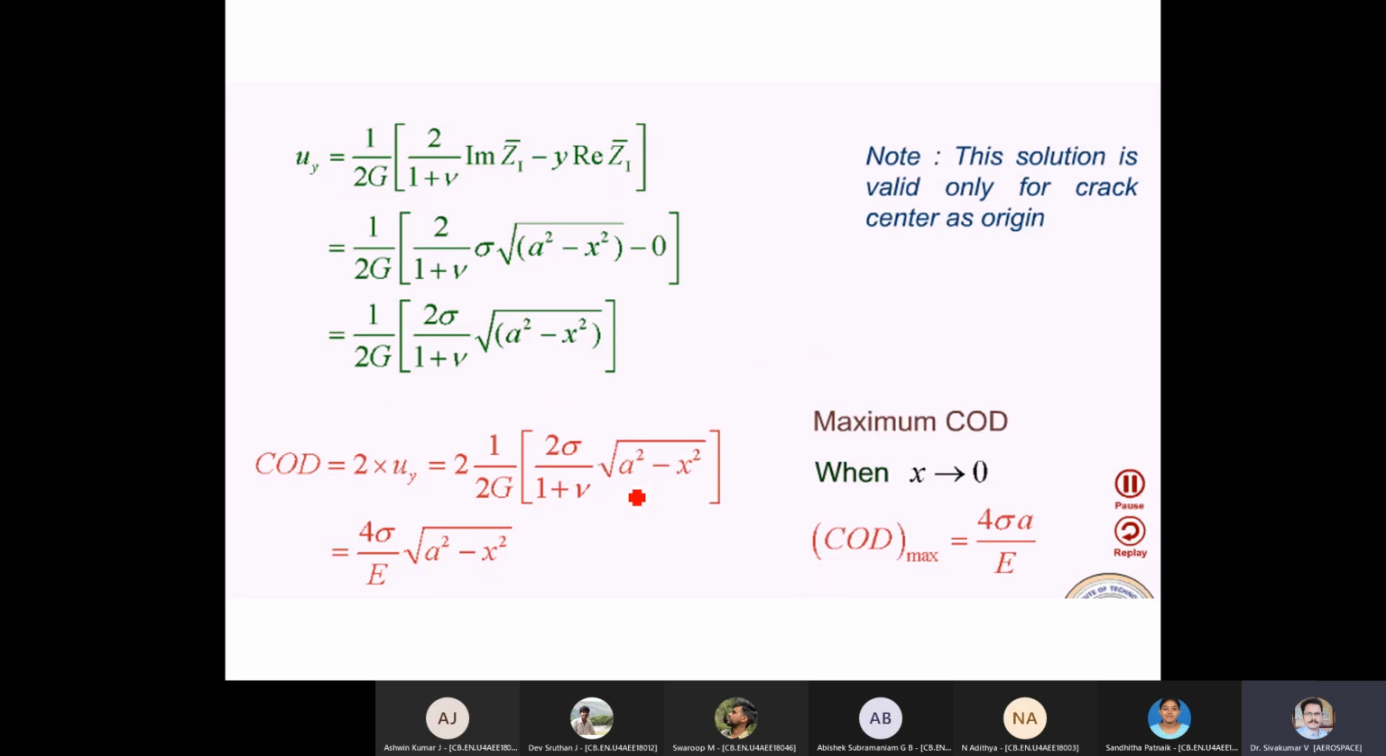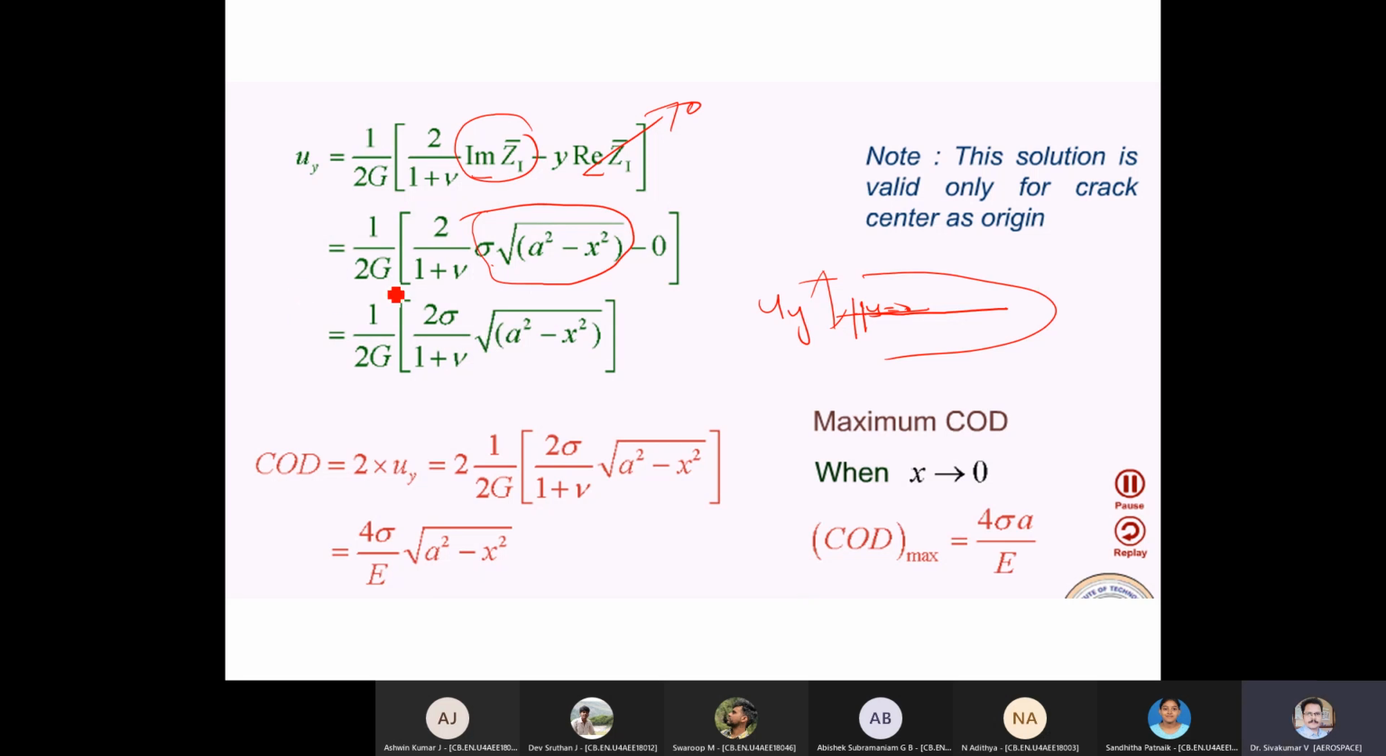Now what is our aim? To find the uy. To find uy, I need the imaginary part, real part. Now I can substitute y equal to 0, because I'm looking in this direction from this point, so y is always 0. That is, this will cancel. So the imaginary part of z prime, which we got in the previous slide, is 2 by 1 plus mu z into sigma a square by d square.